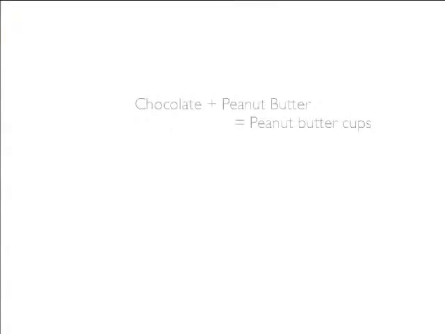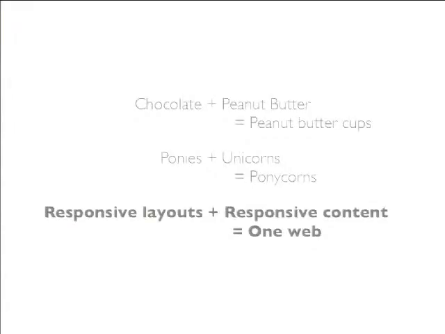So what are some awesome things that you love? Chocolate and peanut butter cups. I love them together. They're fantastic. Ponies and unicorns, ponycorns. Who doesn't love ponycorns? The same thing is true about responsive layouts and responsive content, right? They really go together quite well.